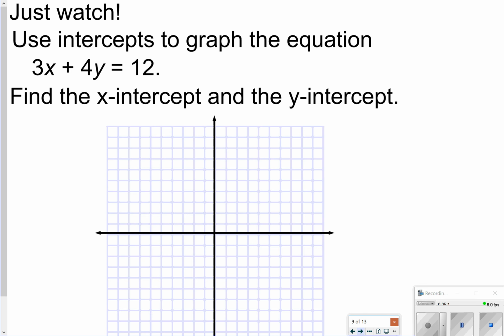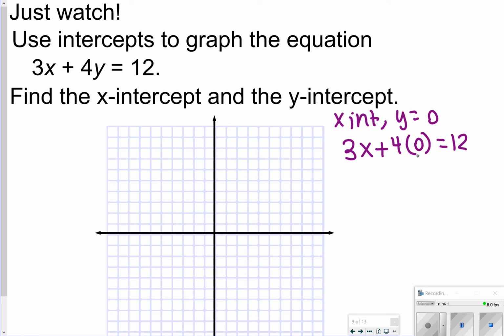Alright, so it says use intercepts to graph the equation, find the x and the y intercept. So to find the x intercept, I'm going to say that y is equal to 0. So I just use this equation in standard form, 3x plus 4, and instead of y I'm going to do 4 times 0 is equal to 12. 4 times 0 is 0, so that basically cancels out and I get 3x is equal to 12. And then when I solve, x is equal to 4.